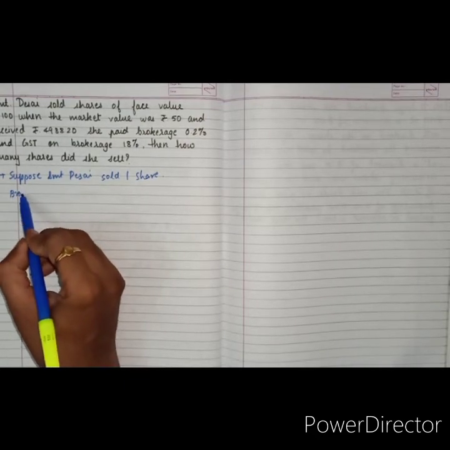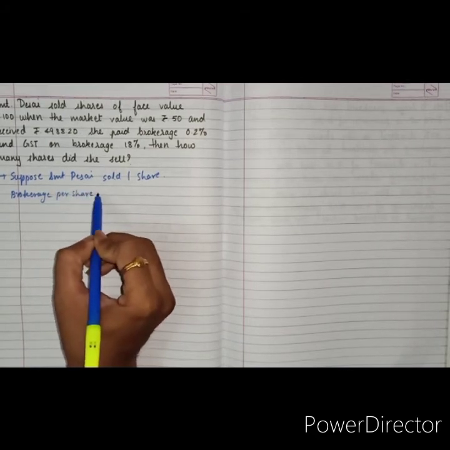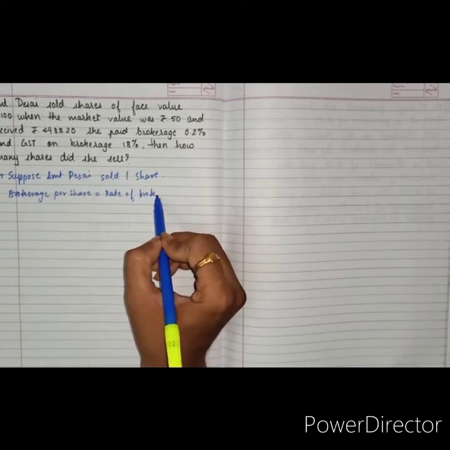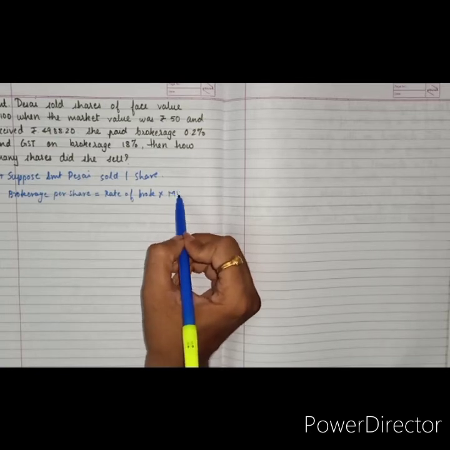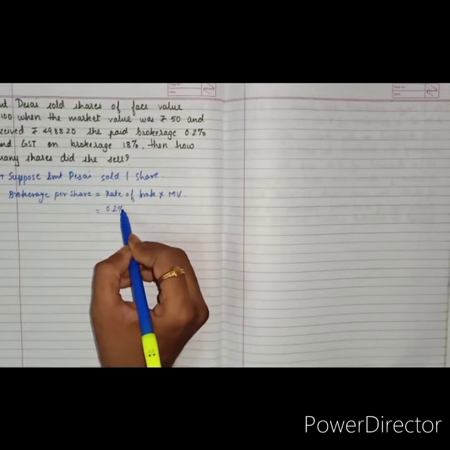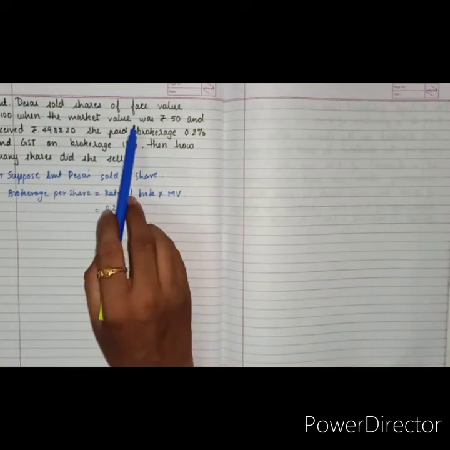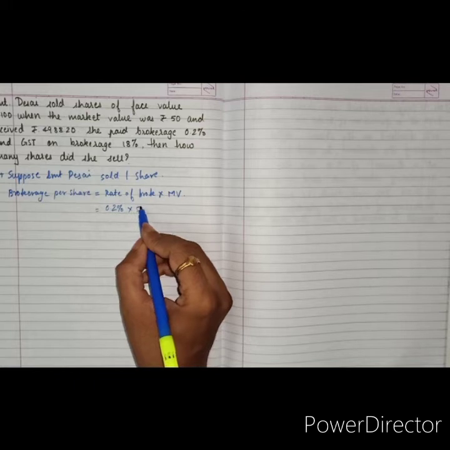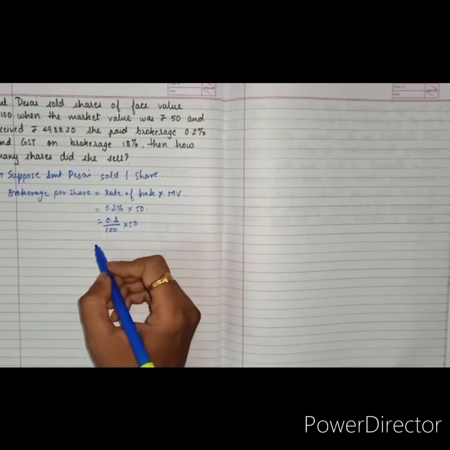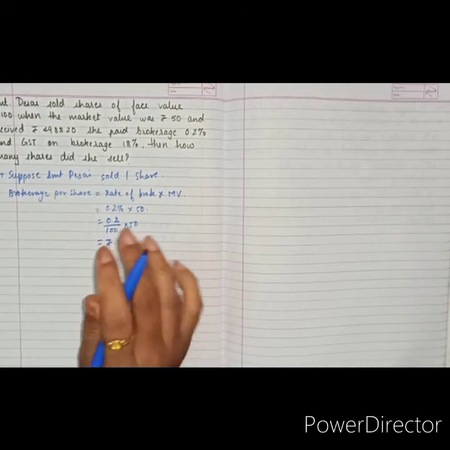So now what will be the brokerage per share? Let us write down the formula. It will be rate of brokerage into market value. So the rate is 0.2% on market value. What is the market value given to us? The market value was rupees 50. So this will be 0.2 upon 100 into 50. So what is your answer? It should be rupees 0.10, that is 10 paise.